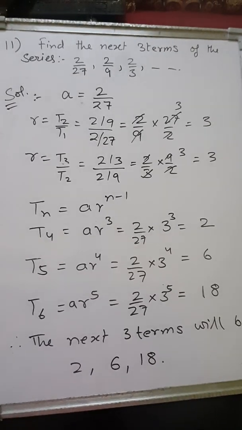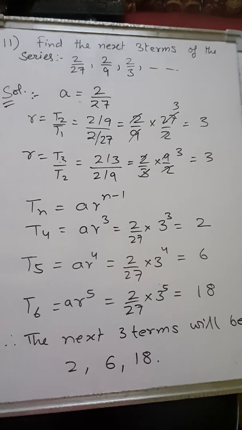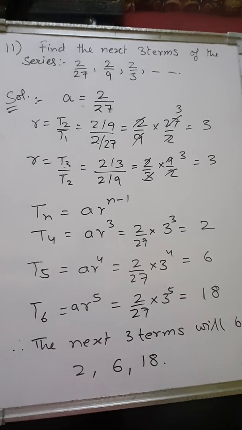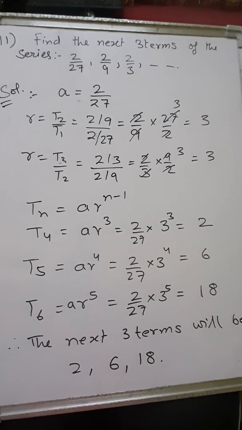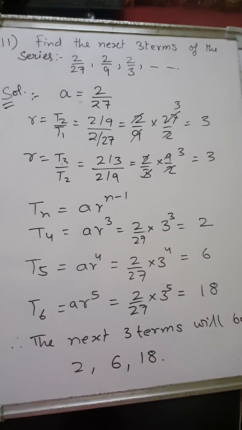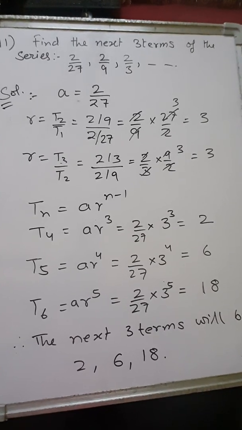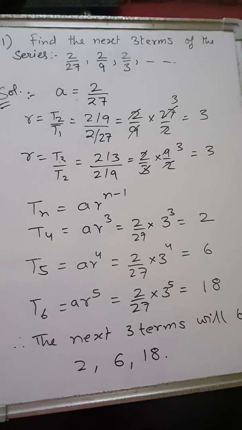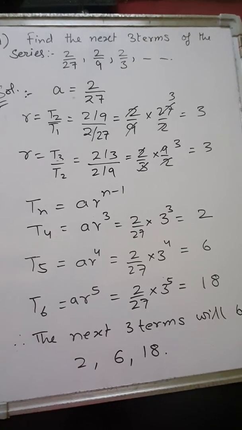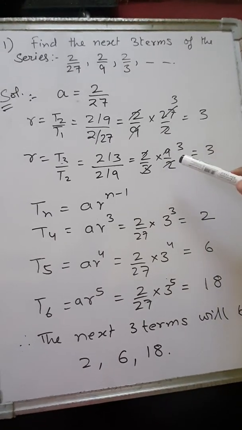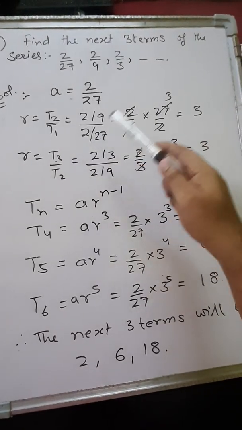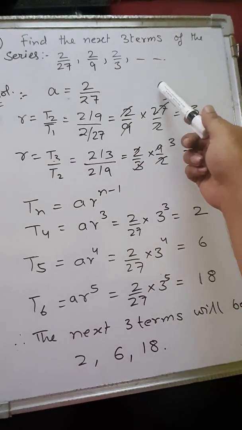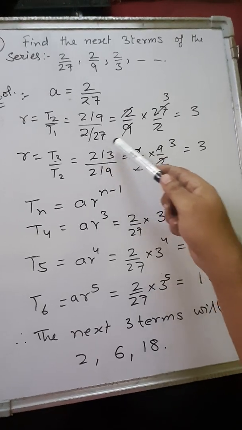Let's see another sum, children. In this sum, the question says find the next three terms of the series 2 by 27, 2 by 9 and 2 by 3. Right. So we don't know whether the sequence is GP or AP. So what we'll do, we'll check. The first term of the sequence is 2 by 27. The common ratio is T2 upon T1, if it's a GP. So let's check whether it's a GP or not.